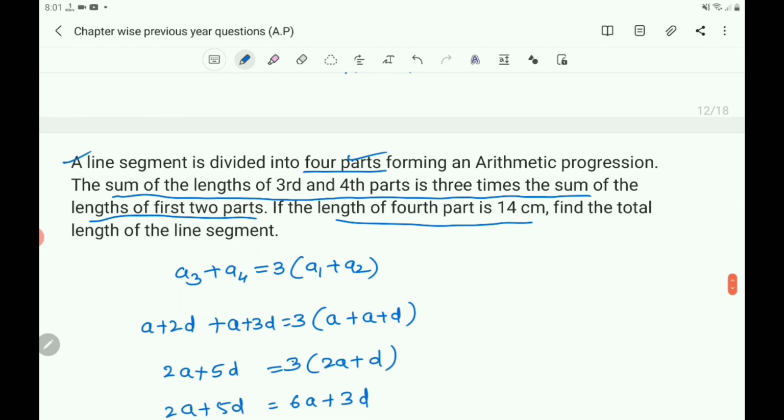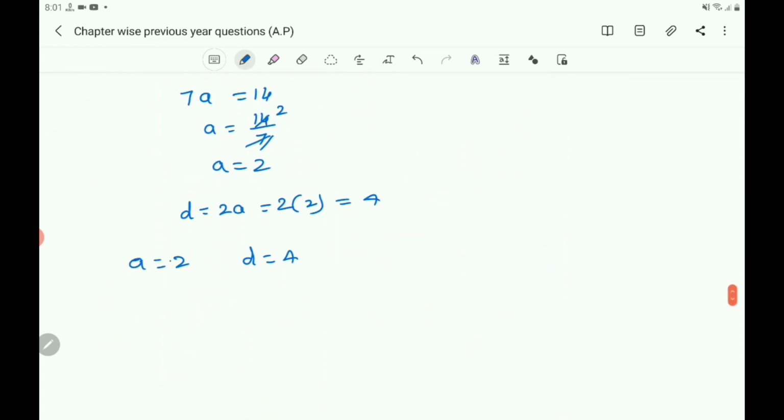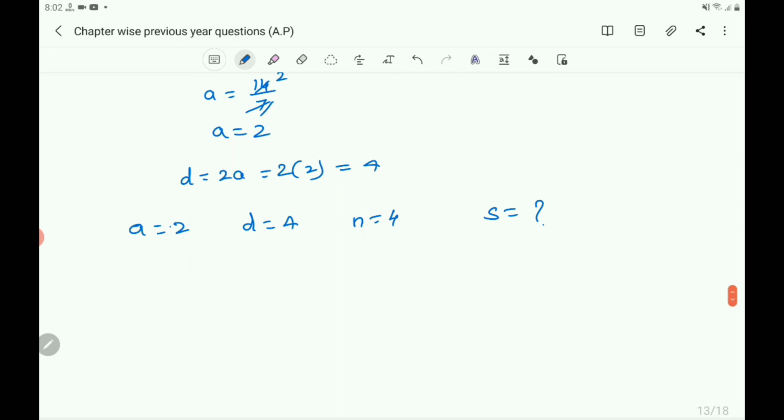Then here what you have to find out? We have to find the total length of the line segment, means the sum we have to find out. So n is equal to how much you have to write? 4. Why you have to write 4? Because that is divided into 4 parts. So you take n equals 4. Then S equals question mark.